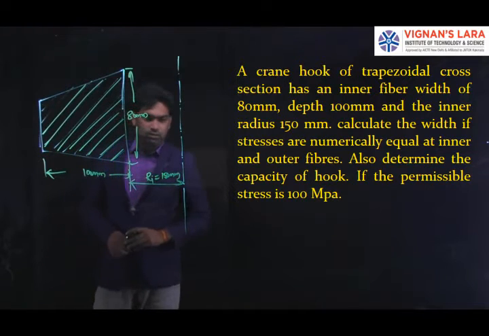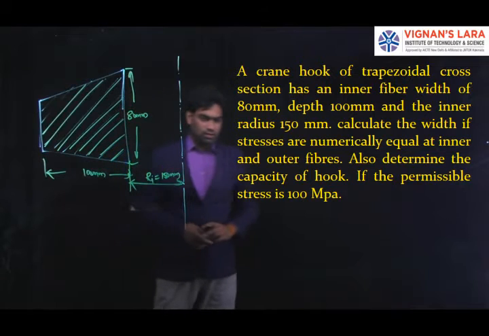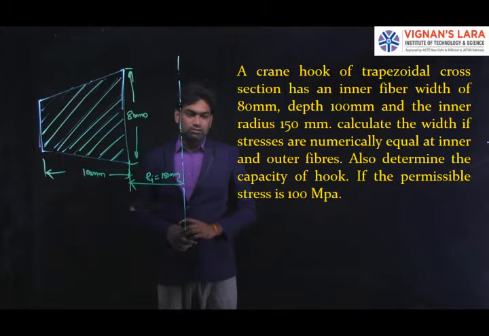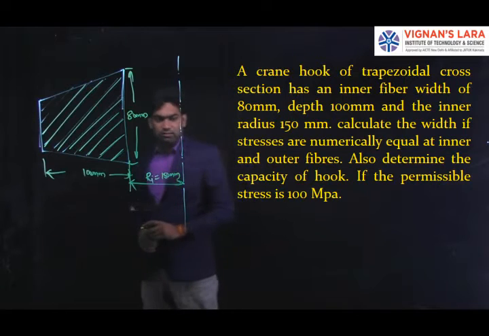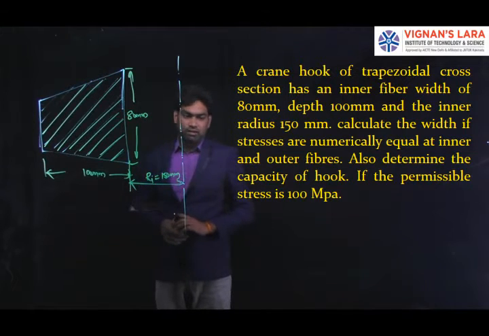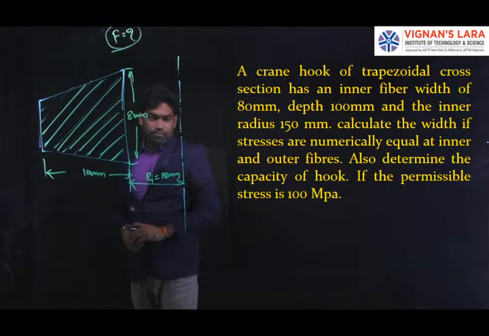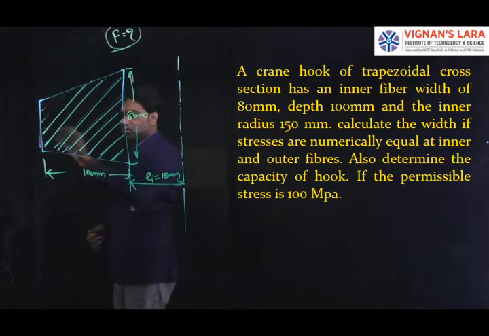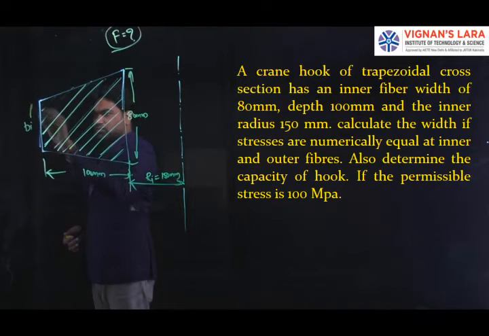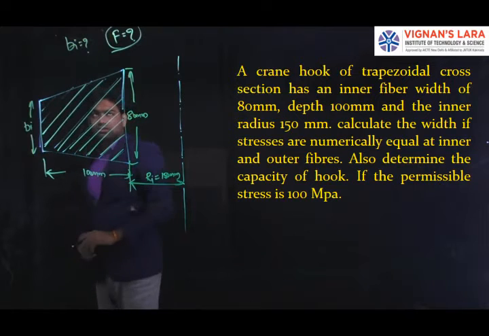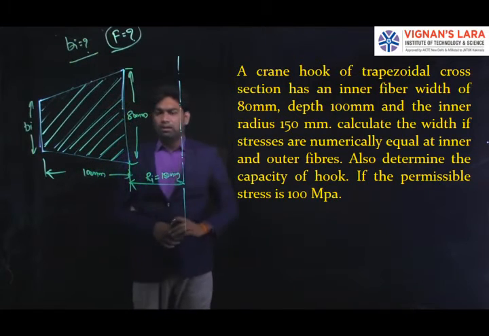Alright. So here they ask us to find the width if the stresses are numerically equal at the inner and outer fibers, and also determine the capacity. So we need to calculate the capacity F. The outer fiber width, bo, is also not given, so we need to find bo as well as the capacity of the crane hook.